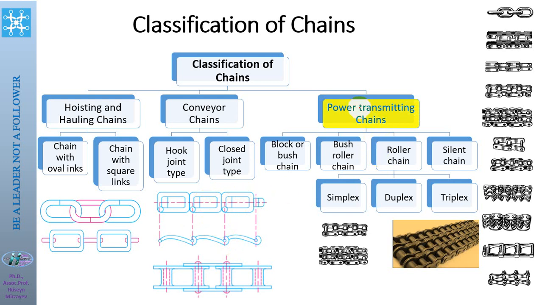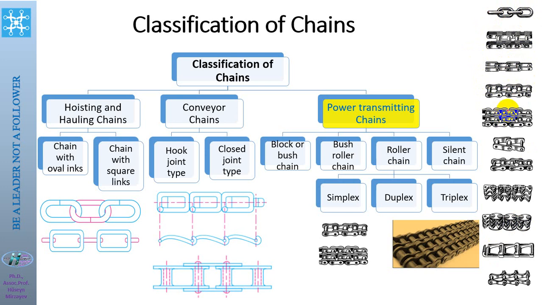goods. And power transmission chains, this is divided depending on the construction: block or push chains, and push and roller chains, silent chains. This is silent chains. This one is oval link chains, and this is plate chains. This is also push roller chains. This is also roller chains.